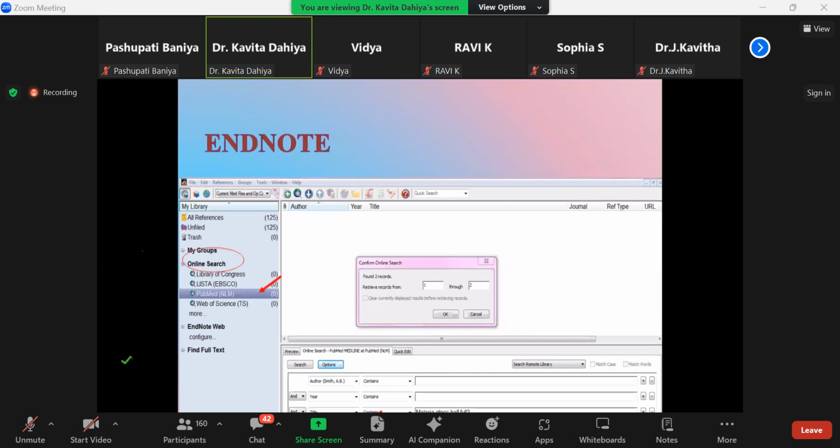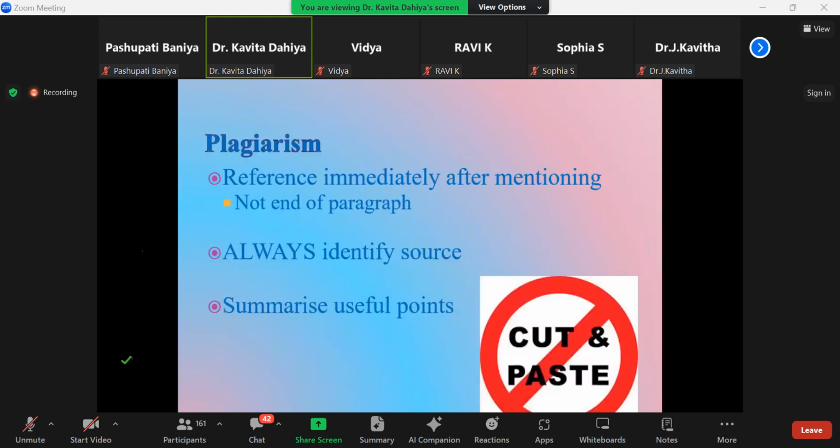This is EndNote, where you can enter or save your documents. Plagiarism, again, is very important whenever you are submitting or presenting your tentative research proposal to any committee. You need to check whether there is any plagiarism or not. Basically, this plagiarism report represents the similarity present in the plan.